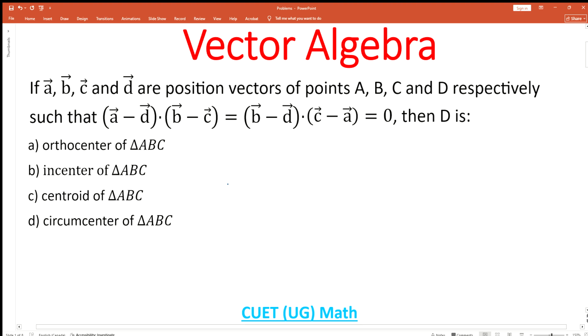Let's start by analyzing the given information. We are given the position vectors for 4 points A, B, C and D. All 4 given answer choices are about triangle ABC. That means we have to analyze a triangle formed by points A, B and C. Let's start by drawing the triangle.